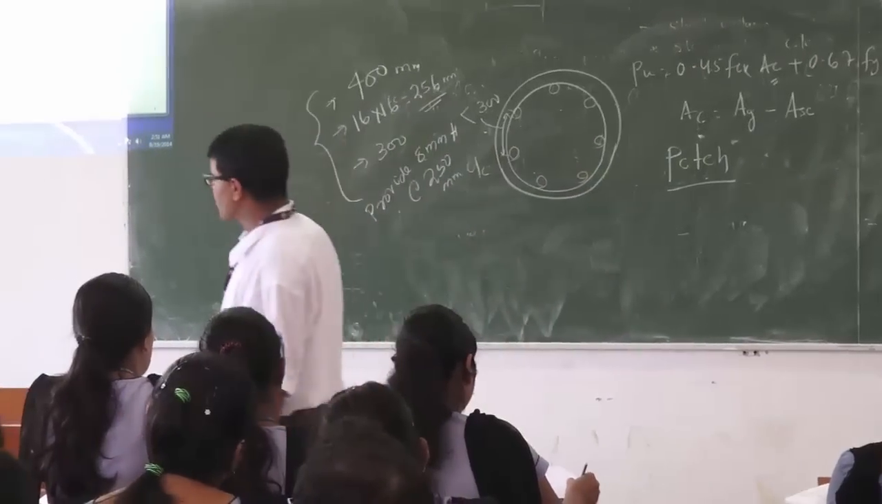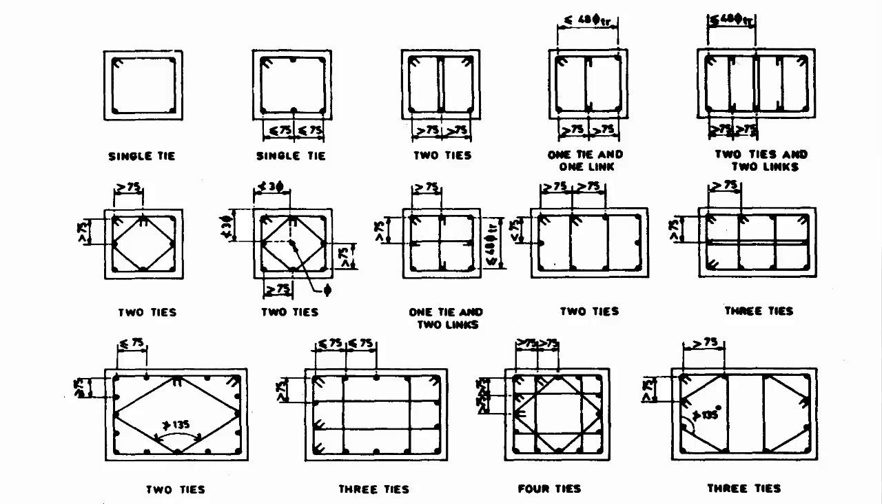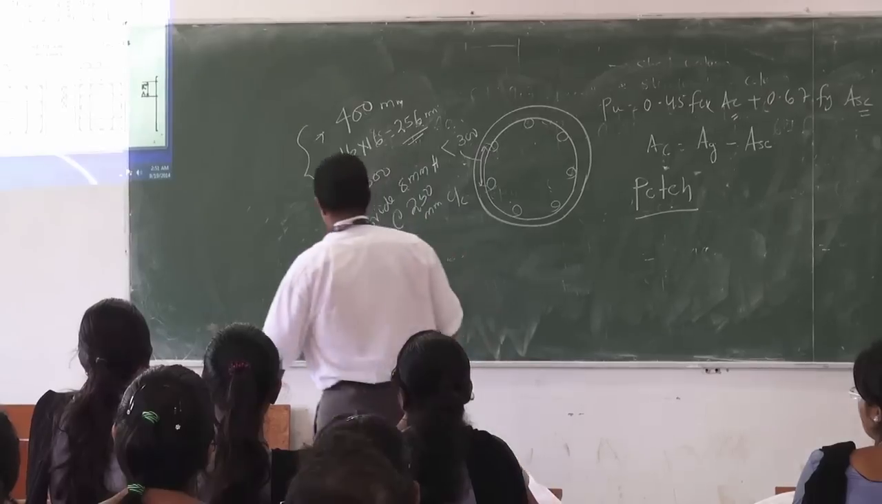But how the links are provided, if you see the links, there are many types of lateral ties. You can see now here, single tie, 2 ties, 3 ties, 4 ties, many ties are given here. You can see how the ties are provided in case of columns. These kinds of constructions you have seen in the field, if you go to a multi-storey building under construction. When there are 4 bars in the 4 corners, there is a single tie. The tie moves this way.